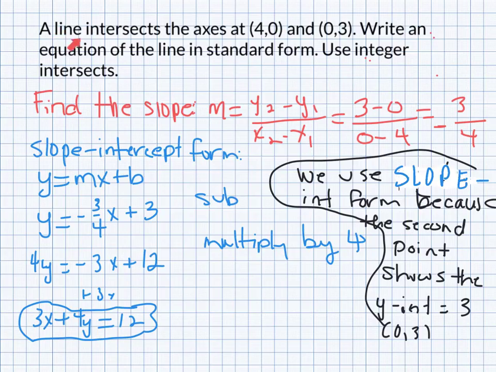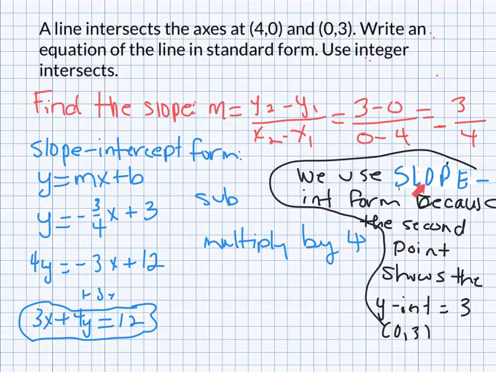Now in this example, we have a line that intersects the axes at 4, 0 and 0, 3. So we don't know what the slope is. It wants us to write the equation of the line in standard form, using integer intercepts. So we're going to find the slope, which you've already done. m equals y2 minus y1 over x2 minus x1. I plug in all my variables, my 3 and 0, my 4 and 0, and I end up with negative 3 over 4.